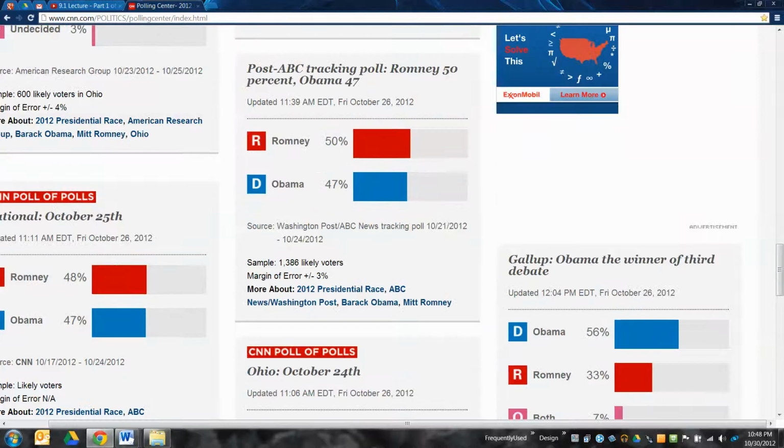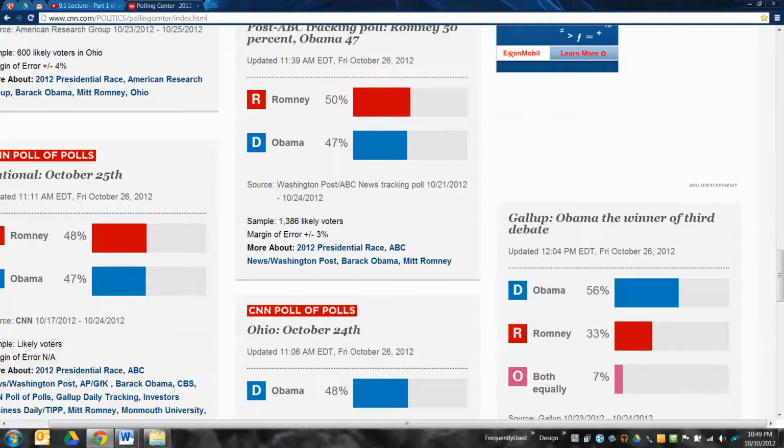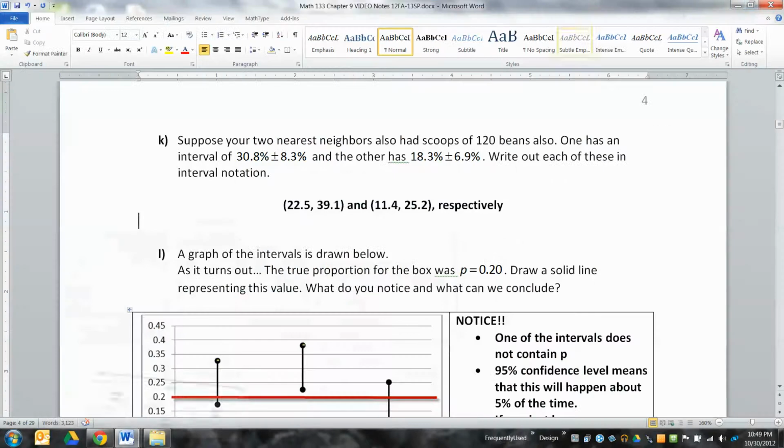So it looks like, oh yeah, Romney totally did better than Obama, but then you realize, oh, wait a second, that's within the margin of error. So this guy's really 47 to 53, and this guy's really 43 to 50, so they technically are overlapping, and maybe they weren't as different or far apart as we thought they were, right? Okay. So I just wanted to show that to you.